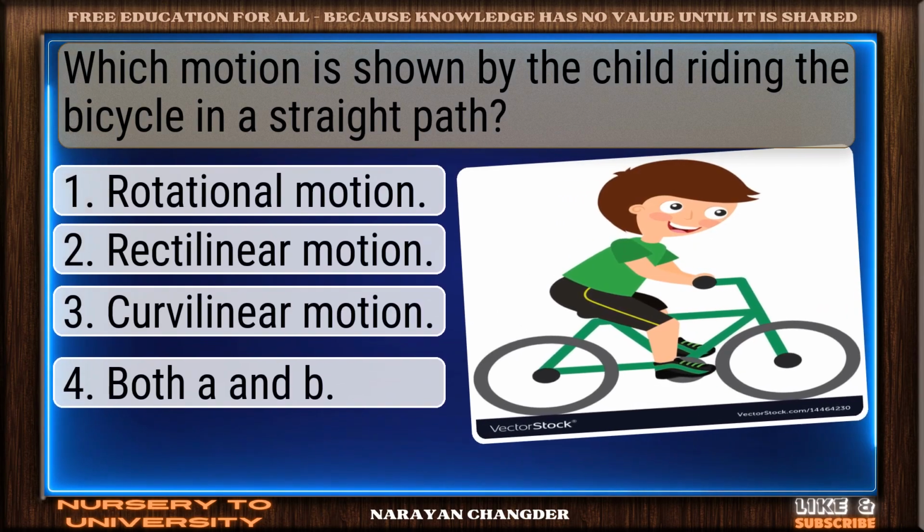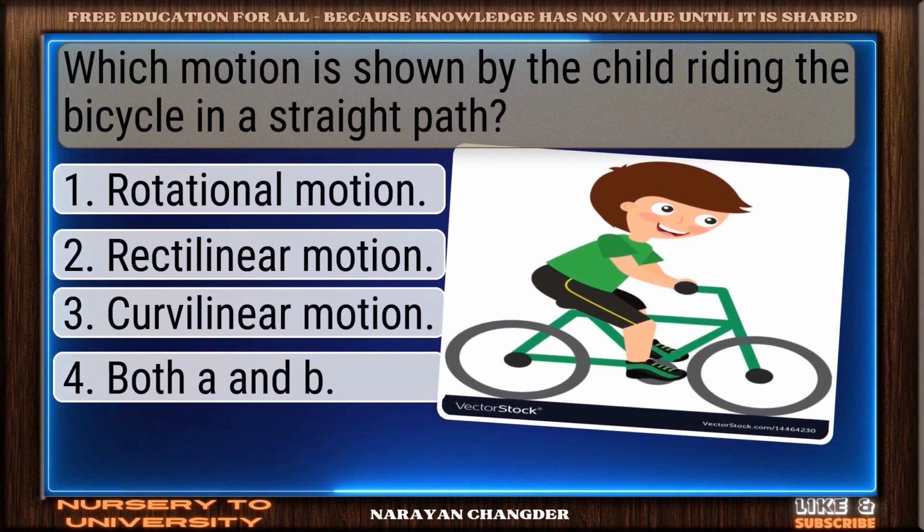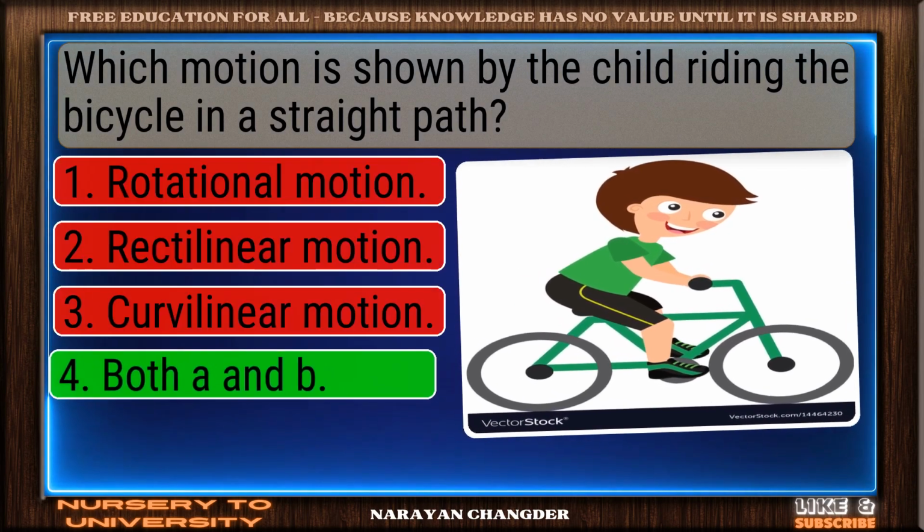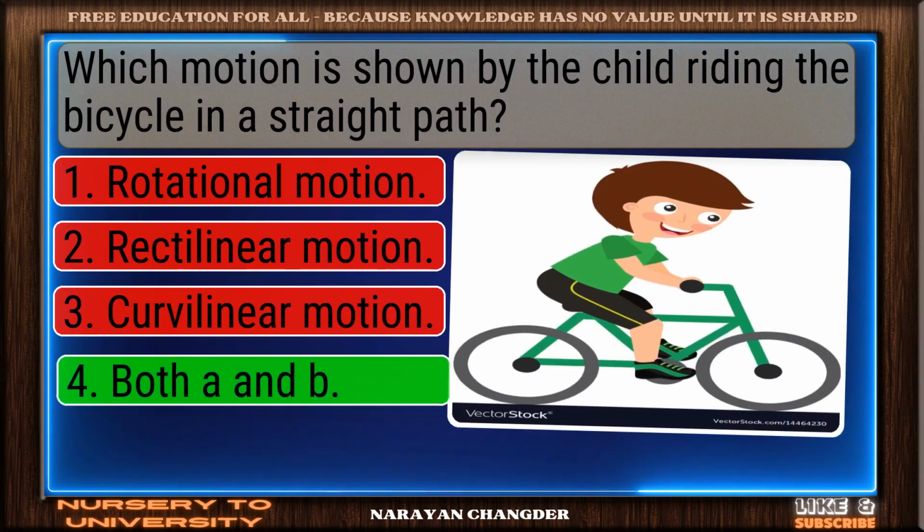Which motion is shown by the child riding the bicycle in a straight path? You got it. Your choice both A and B is right.